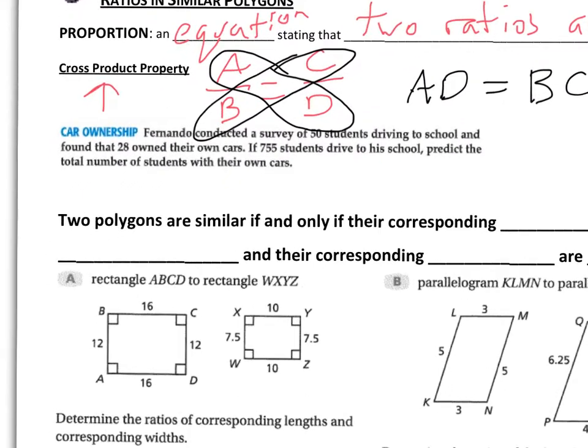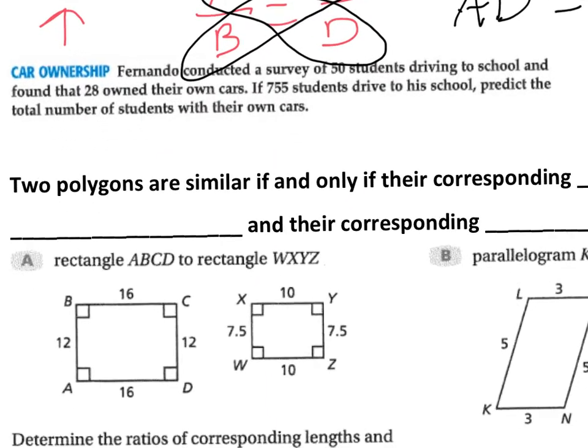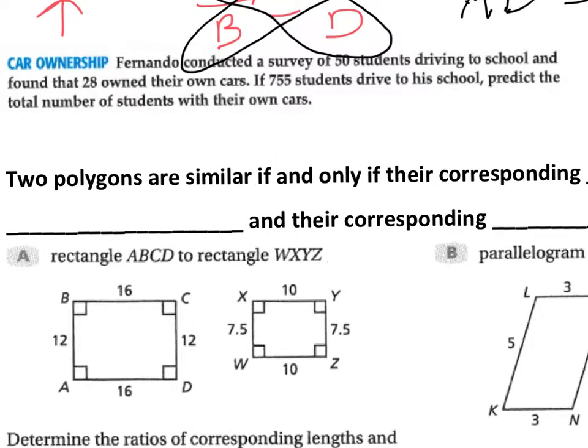Fernando conducted a survey of 50 students driving to school and found that 28% or 28 owned their cars. So 28 out of 50 students own their cars. Now we're going to compare that to 755 students who drive to school. How many own their cars? Well, if we put 28 as the number that owned their cars out of 50, we don't know the number that owned their cars over 755. And at this point, we're going to cross multiply to solve for our variables.